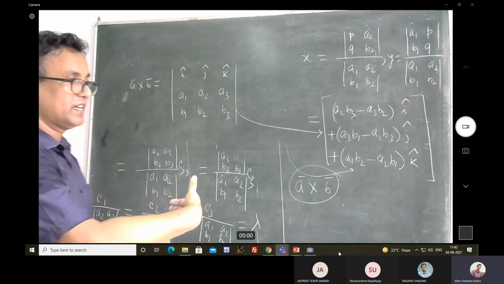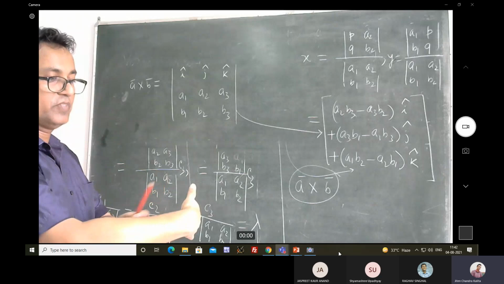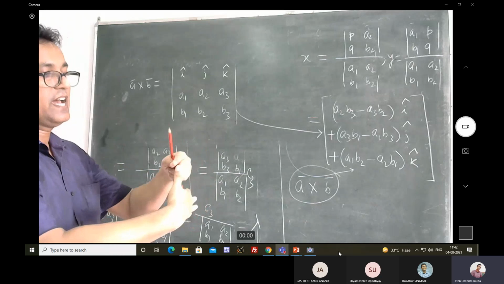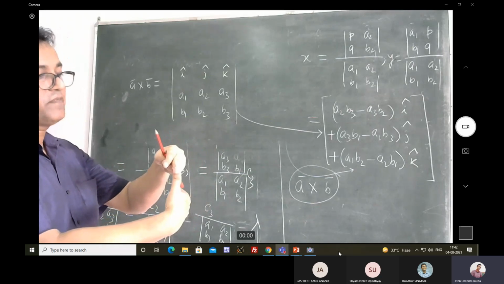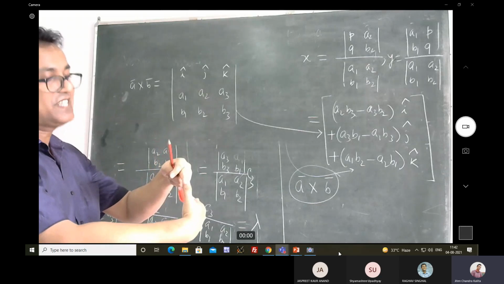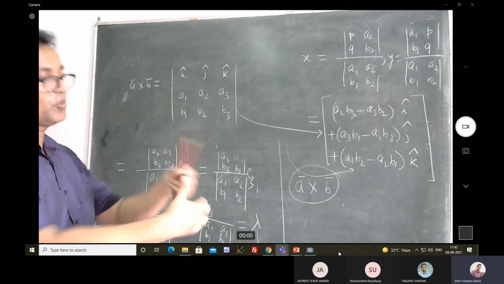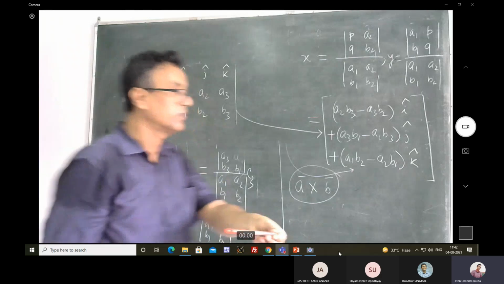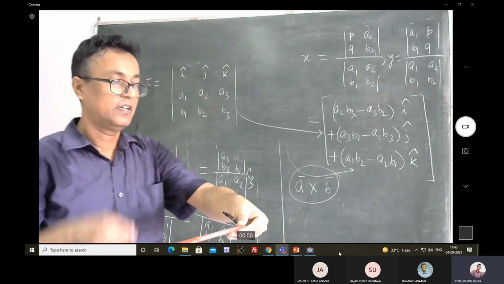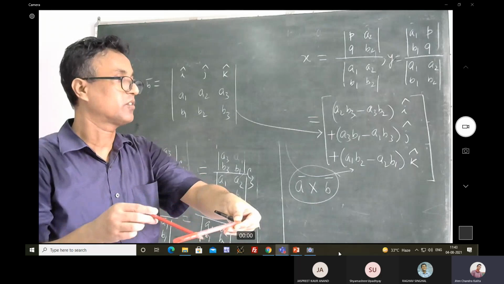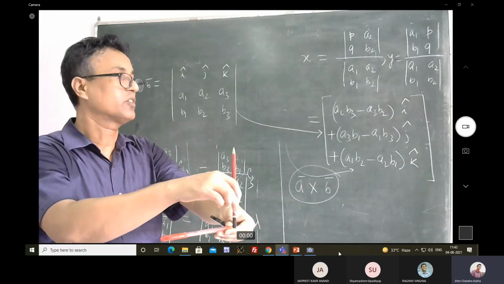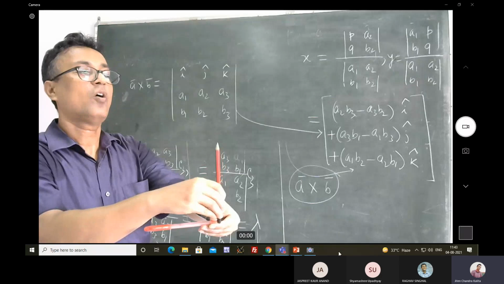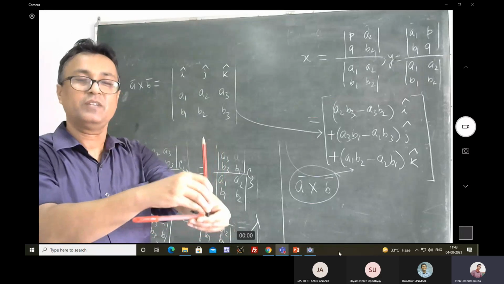If I consider the direction of this hand to be vector A and the direction of my palm to be vector B, and the direction of my thumb is perpendicular to both vectors A and B, then suppose this is vector A, this is vector B. Since their cross product is perpendicular to both A and B, this pencil is along the direction of A cross B. Is it okay with everybody?